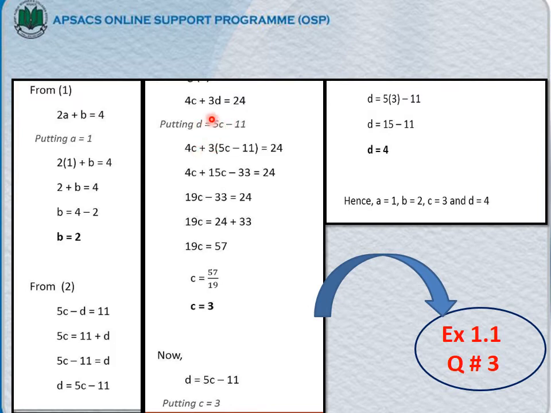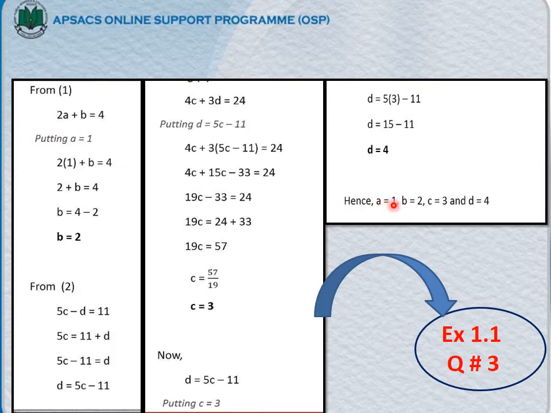So 4c plus 3d, here the value of d is this. By putting the value of this d after simplifying this equation we will get 19c minus 33 is equals to 24, and after solving all these steps we will get the value of c. So now we have the values of a, b and c. Now by putting the value of c is equals to 3 in this equation we will get the value of d. So now at the end of this question we have values of all the variables.